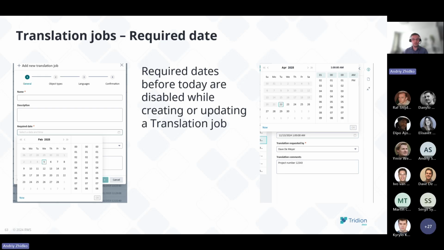Required date. I mentioned as part of the business presentation of translation jobs that there is a business rule that the required date should be in the future. So we validate it as part of the business layer, but additionally in the UI, all the dates before today are disabled, to avoid a situation where the user specifies a date from the past.